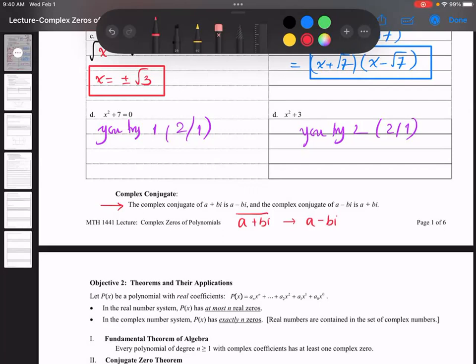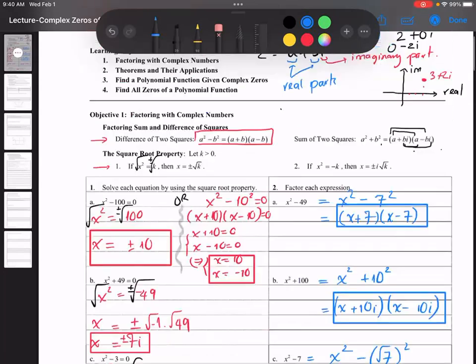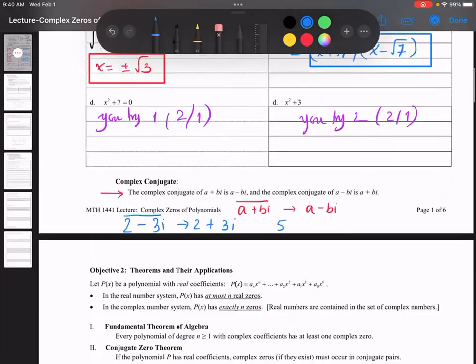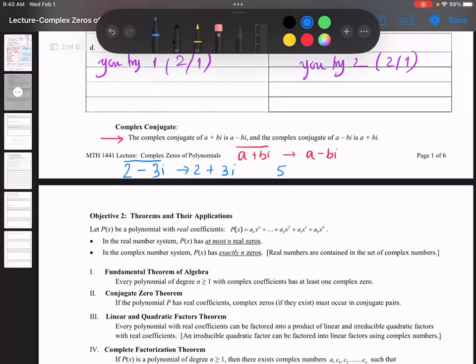So, what is the conjugate of 2 minus 3i? Yeah, 2 plus 3i. What's the conjugate of 5? Okay, who said negative 5? Raise your hand. That's okay, I just want to know. Negative 5, positive 5.